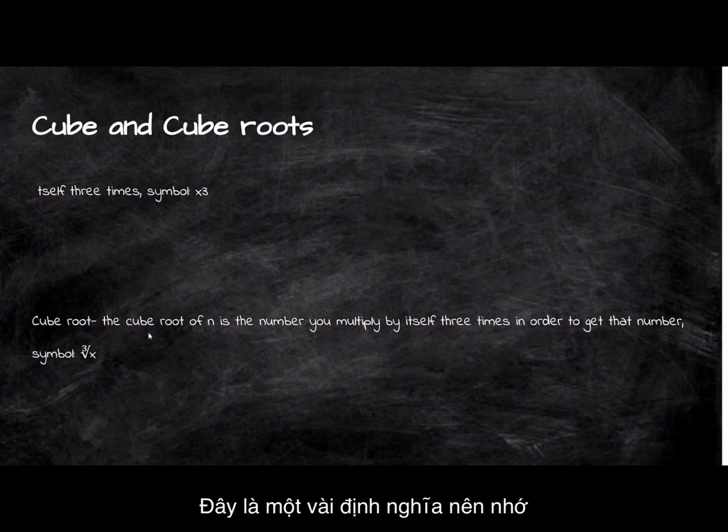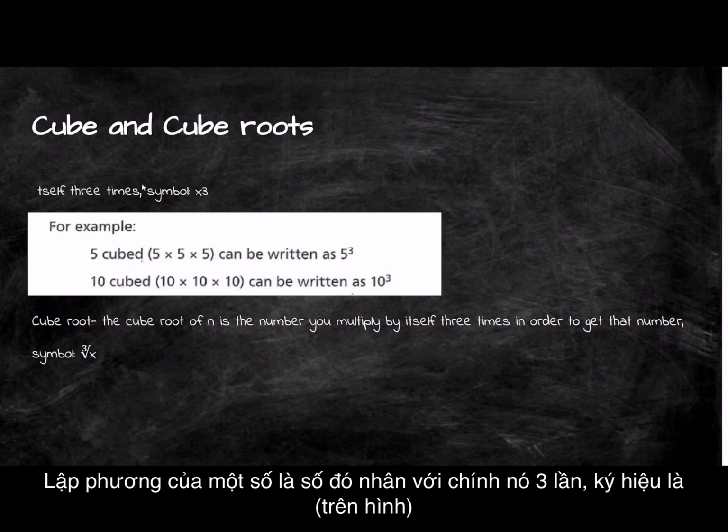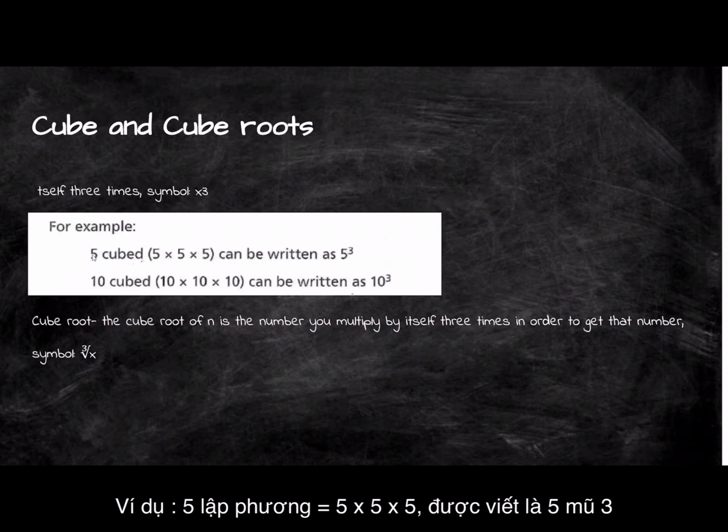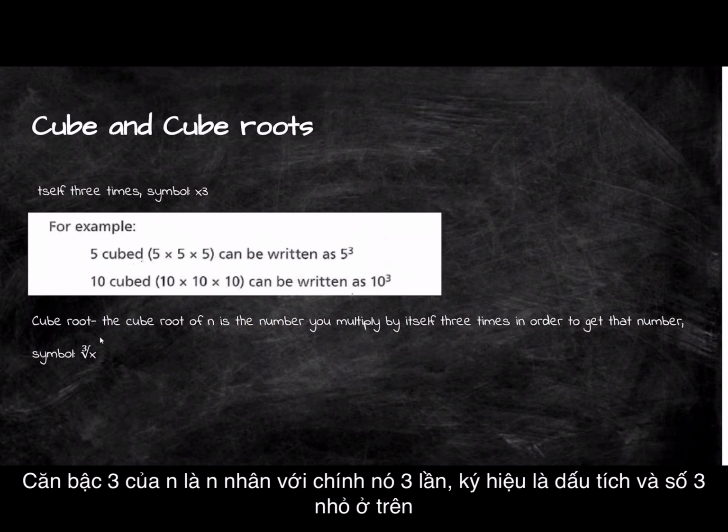So, here are some definitions you should remember. A cube is when you multiply a number by itself 3 times. The symbol is x to the power of 3. For example, 5 cubed, 5 times 5 times 5, can be written as 5 to the power of 3. The cube root of n is the number you multiply by itself 3 times in order to get that number. The symbol is a radical sign next to an x with a small 3 on top of it.